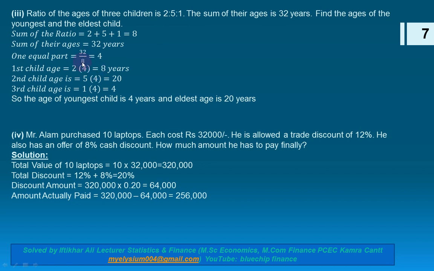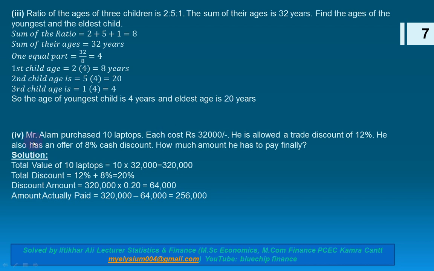Or you just simply divide by 8 and take the 1 portion, and after that multiply by 2, multiply by 5 and multiply by 1. So the first child's age is 8 years, second child's age is 20, and third child's age is 4. So the age of the youngest child is 4 years and the eldest is 20 years.